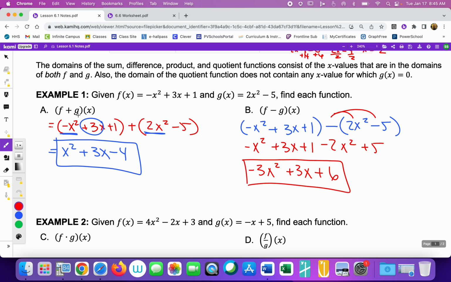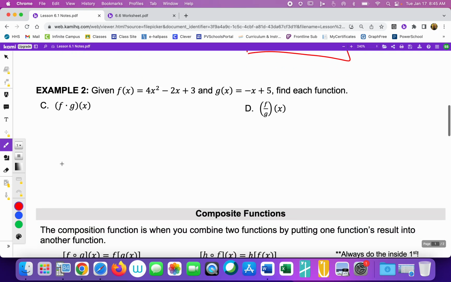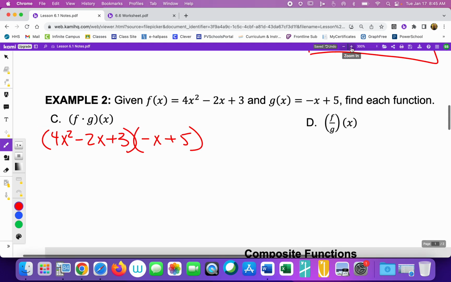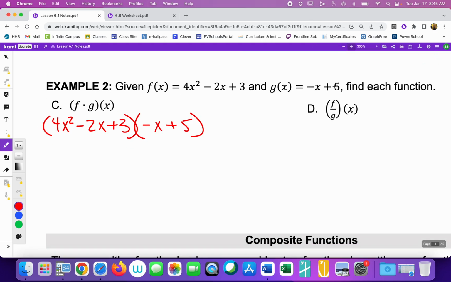Questions before we move on? Now, multiplying. You do need parentheses. So we have 4x squared minus 2x plus 3 times the G function, negative x plus 5. Now this is a trinomial and a binomial. It's technically a similar concept to FOIL. It's just not technically called FOIL. It's distribution.